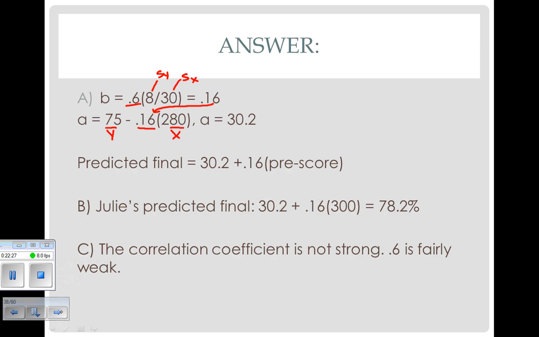So here I have my predicted final would be 30.2 plus 0.16 times my pre-final. So if I want to find Julie's, I'm going to plug in her pre into this equation, and she got out a 78.2. Why does she disagree with this? Well, the correlation coefficient is 0.6, so that's not very strong. It's not weak, but it's not really strong. So I would say she definitely should fight the professor on that.